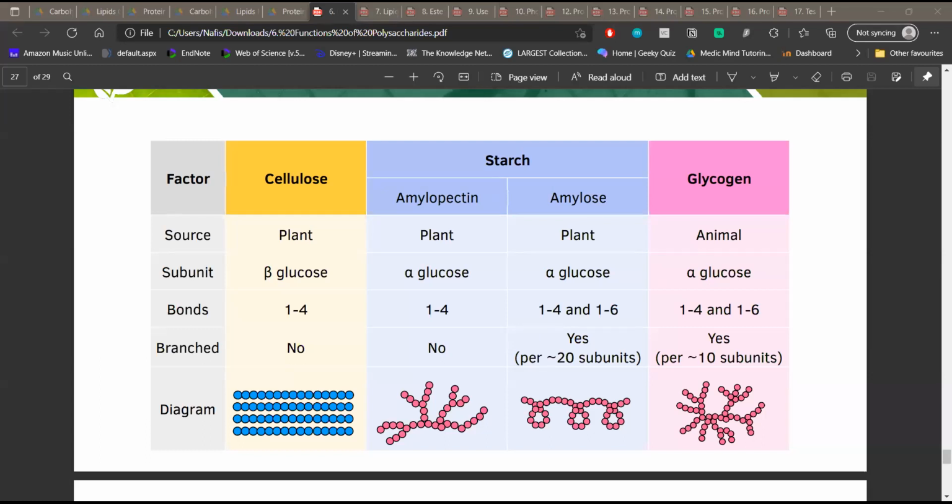Anyone know? Just as a response to an earlier question. Yeah, it's cellulose. But it's something more specific than that. Yeah, it's the lack of enzyme. We don't have cellulase as the enzyme, so we can't break down cellulose.